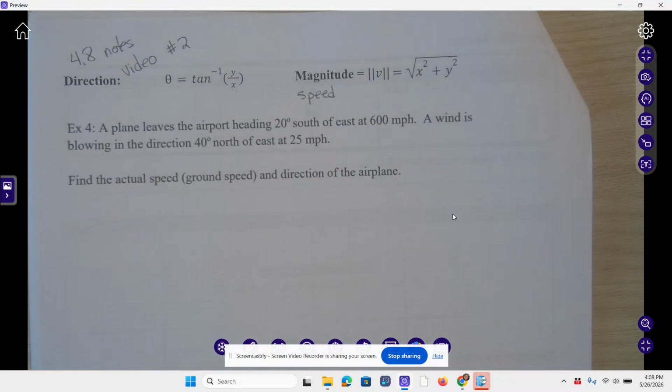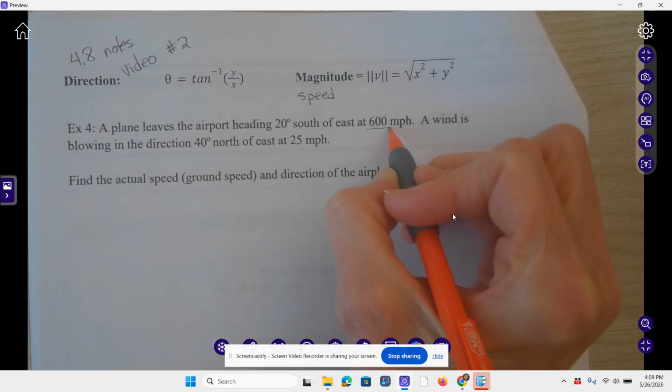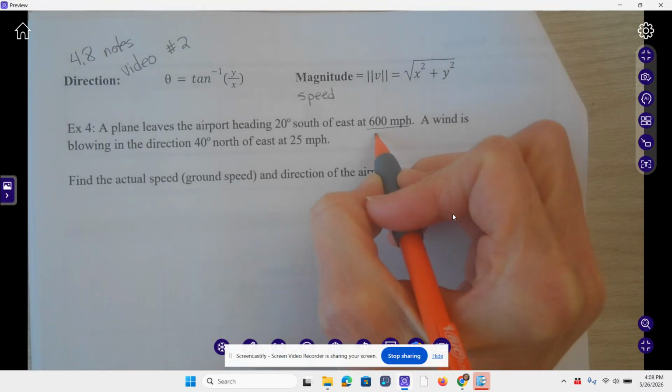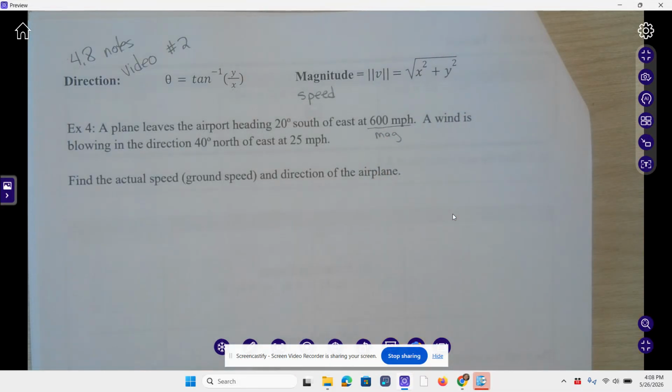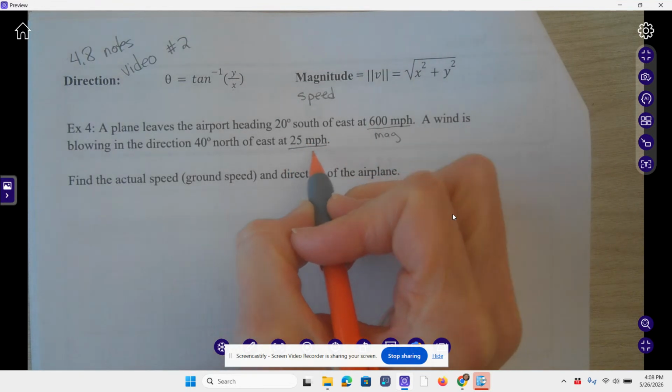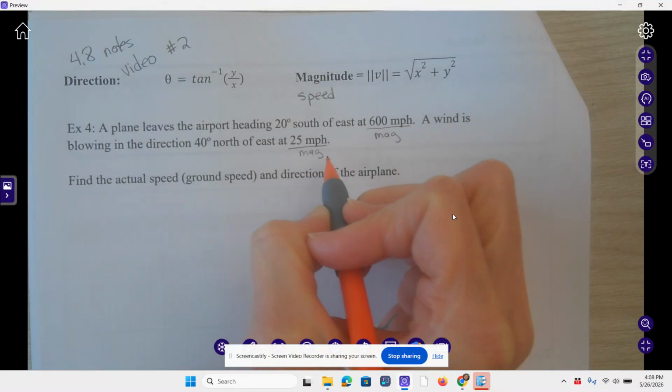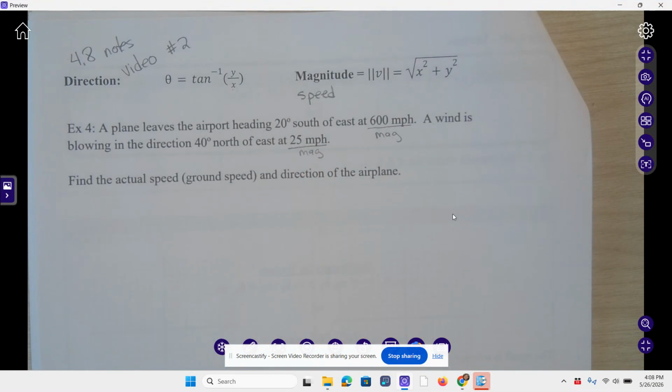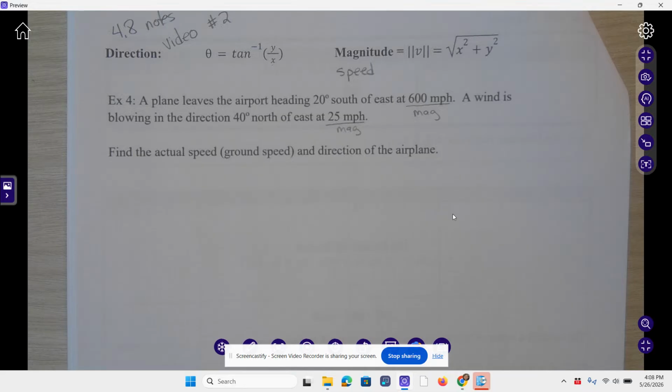So the first one says a plane leaves an airport heading 20 degrees south at 600 miles per hour. So this is your magnitude, 600 miles per hour. A wind is blowing in the direction of 40 degrees north at a speed of 25 miles per hour. So that is your magnitude. So what we have is a plane heading in one direction and the wind pushing it in an opposite direction. So let's draw a picture of this to kind of get it set up.